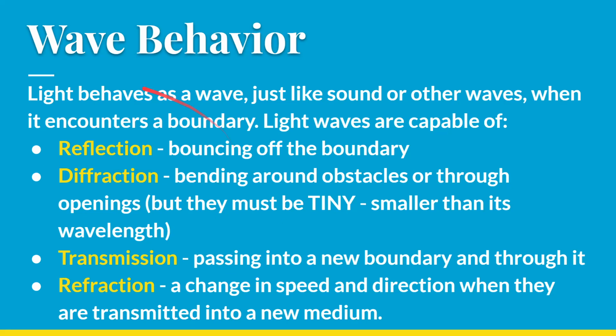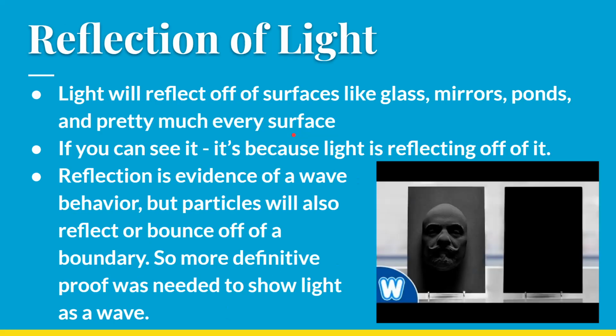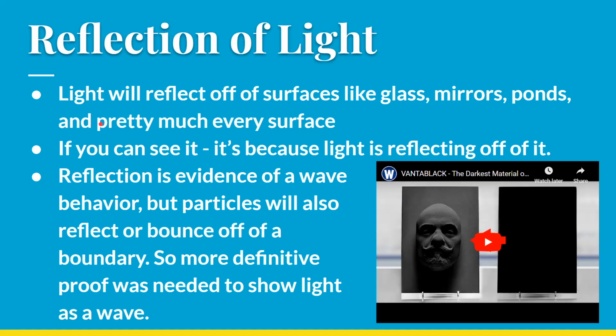So again, we have these wave behaviors of light. So we know that light behaves like a wave, like every other wave. So we know that it reflects off surfaces like glass, your mirror in the morning, that's probably what you did when you were getting ready, ponds, surfaces of water, every surface. If you can see that surface, it's because light is reflecting off of it, like your desk in front of you, the walls. Anything that you can see is because that light reflects and then goes into your eye.